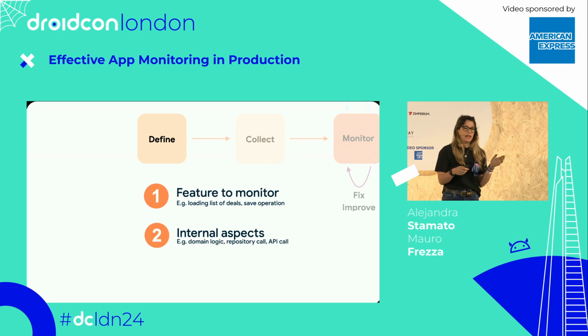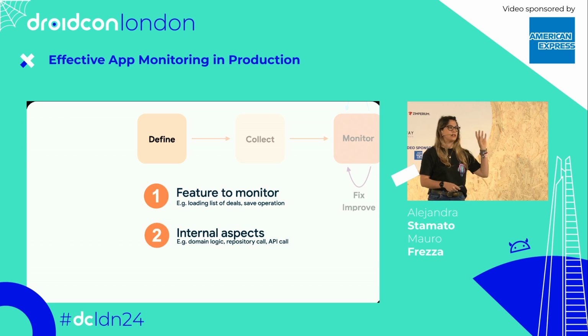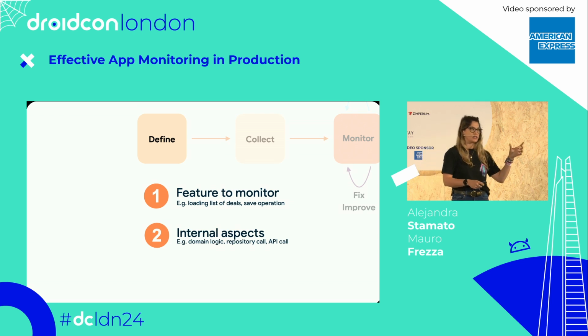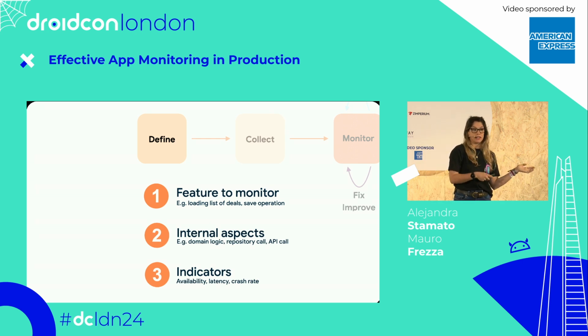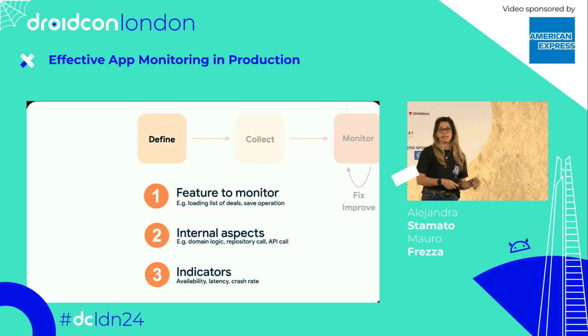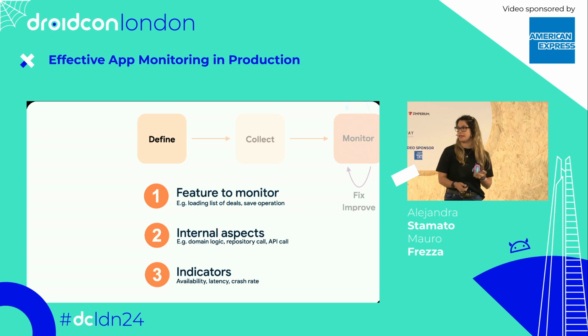For example, maybe fetching your data has complex domain logic, complex mapping or parsing, or a repository call that you really want to understand which parameter you're sending or what could go wrong. And finally, you can build indicators with a combination of all the things that you already collected that will give you an indication of the availability of the screen, like how much you can access that screen in normal circumstances, the latency, how slow it is, or the crash rate, how stable that screen is.